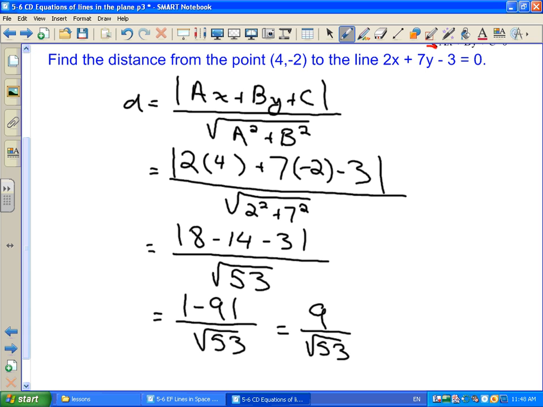And in some courses, they would tell you that you have to rationalize the denominator. I don't care. Leave it as a radical in the bottom. That's great, as long as you get that value there. Okay?